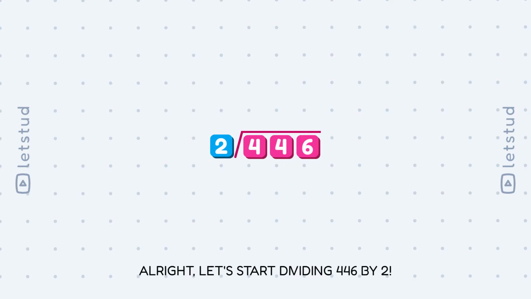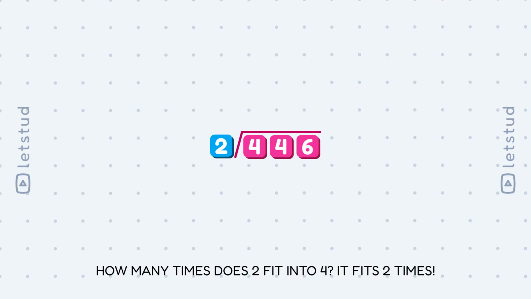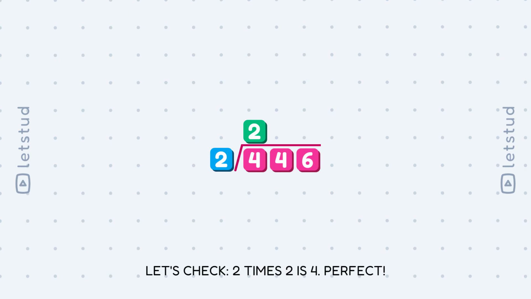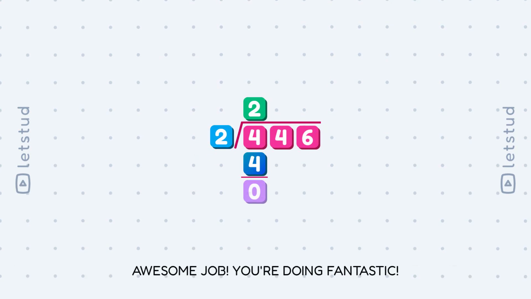Alright, let's start dividing 446 by 2. We look at the first digit of 446, which is 4. We'll use this digit for our first step. How many times does 2 fit into 4? It fits 2 times. Let's check. 2 times 2 is 4. Perfect. Now we subtract 4 from 4, which leaves us with 0. No remainder here. Awesome job.